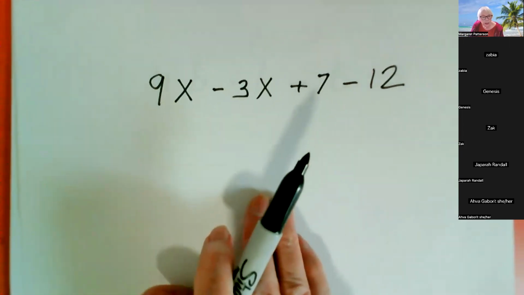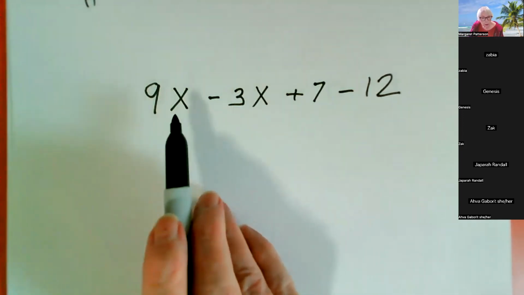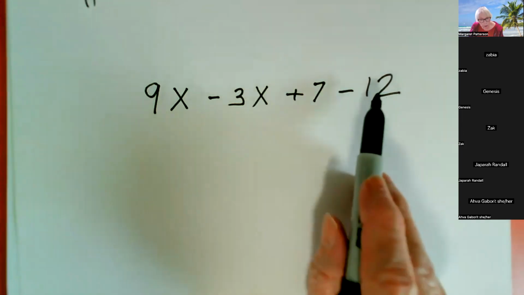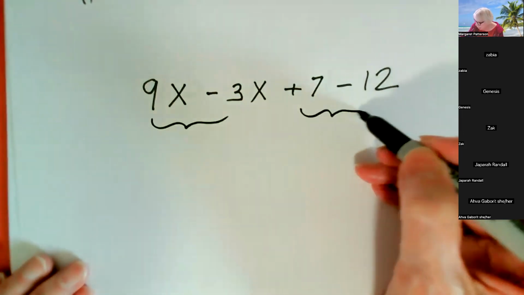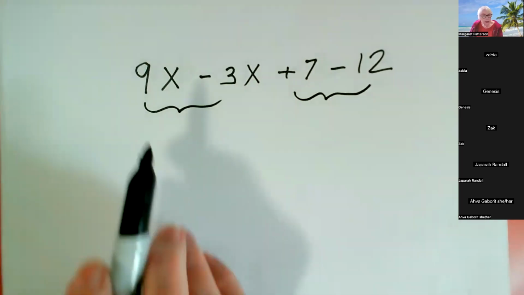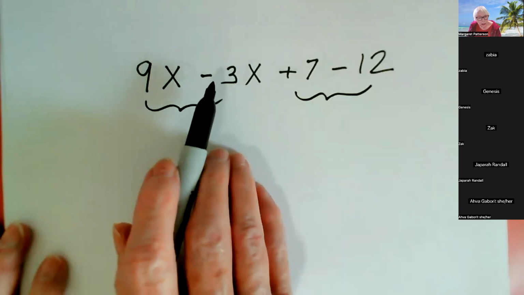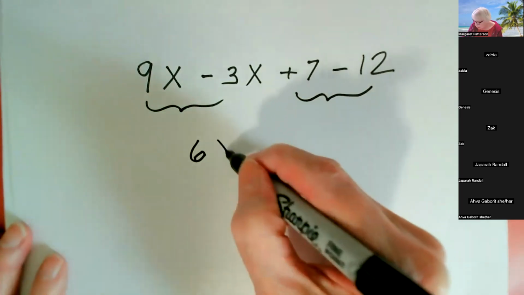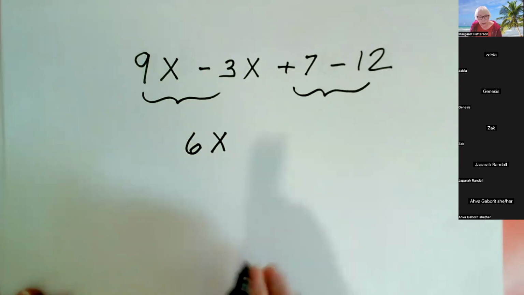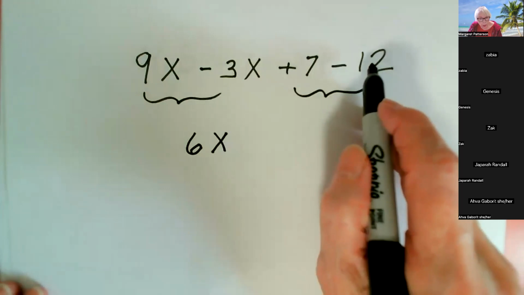But this one here, basically, they want you to simplify. There's just 4 terms, 1, 2, 3, 4 terms, and 2 of them are alike, and the other 2 are alike. So these two, 9x and then subtract 3x, you would then simplify as 6x. So those are done. Now these two are 7 subtract 12.